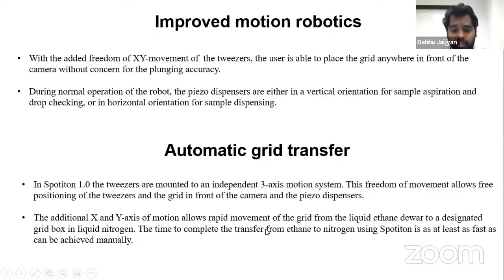The time to complete this transfer from the ethane to the liquid nitrogen is similar to the one we do manually, like with our hands. So it takes about 1 or 2 seconds.